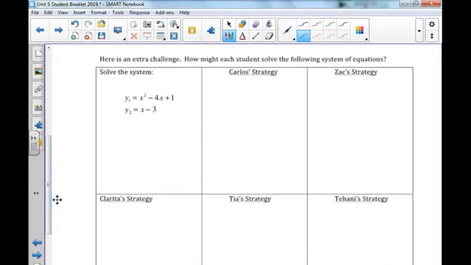We then move to the last question. We are provided with an extra challenge and asked how we might think each student would have solved the following equations. y1 was x squared minus 4x plus 1, which we can see is indeed a parabola, and y2 was x minus 3. If we're asked to solve this system, we know that one is a parabola and one is a line. So the solutions will be where the two intersect. It was our goal to figure out how algebraically we could find those solutions.